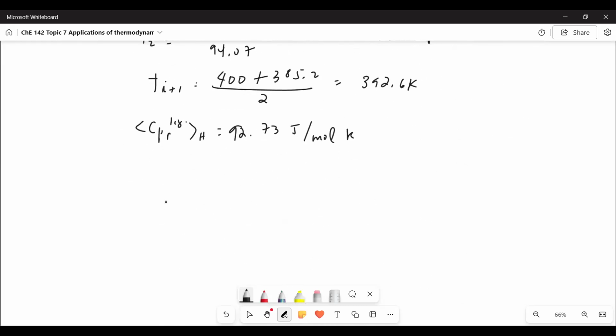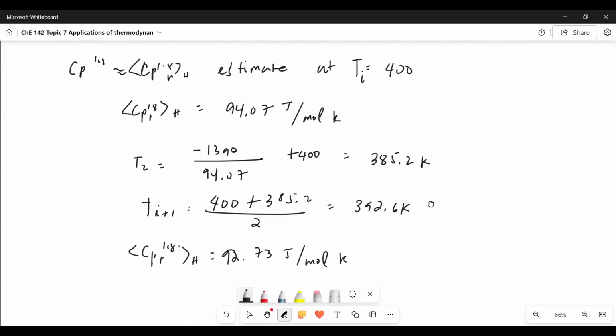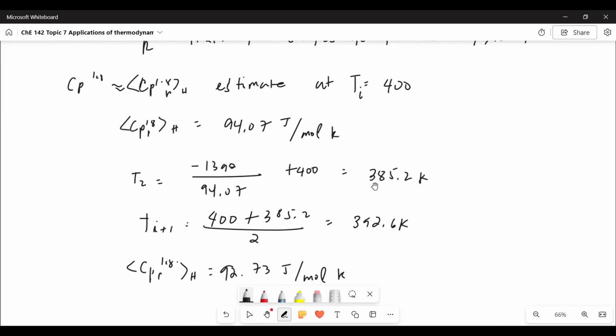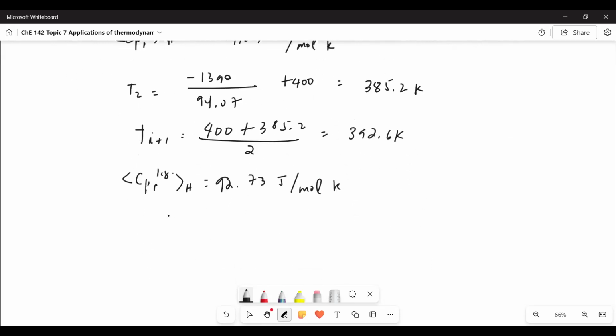You will do that again until the temperature stops changing, and then substitute back. Substitute the CP back here, and you will get a temperature. As soon as the temperature is equal to that of the last iteration, you stop. So let's try to substitute. T2 is now 1390 over the new CP, 92.73 plus 400.